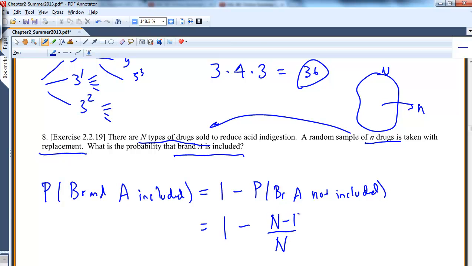These capital N minus 1 are not brand A, because one of them is brand A out of the capital N. So this is the probability of not choosing brand A, and not choosing it, and not choosing it, raised to the little n power, because every time you pick one, you put it back into the population again. So it's like if there were 4 drugs in here, let's say brand A, B, C, D. The probability of not picking A would be 3/4, and then not picking A again would be 3/4, and not picking A again would be 3/4.